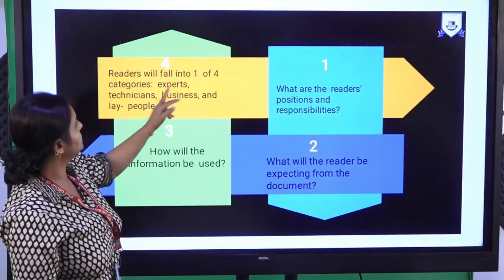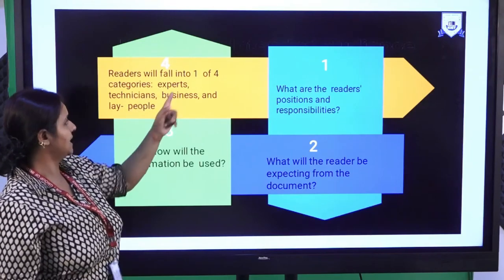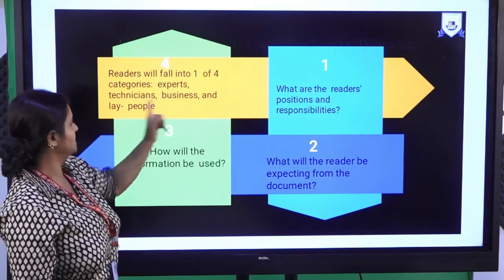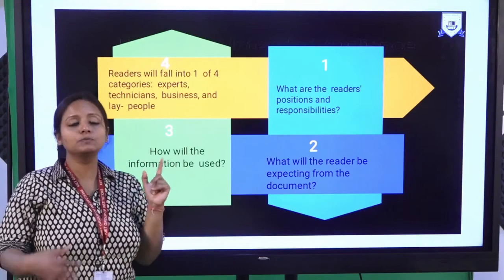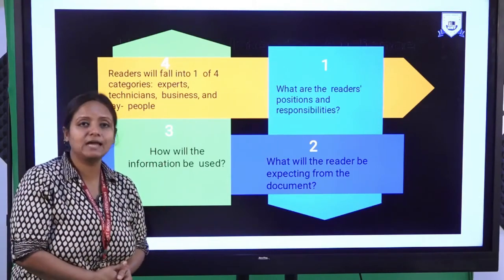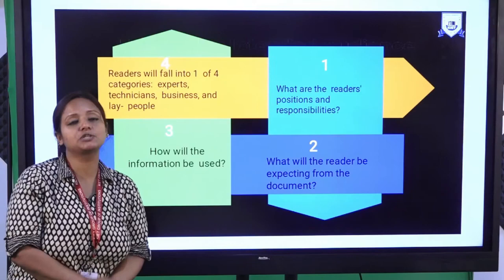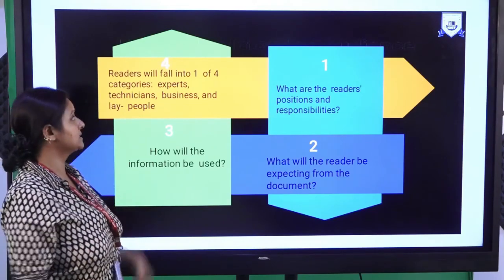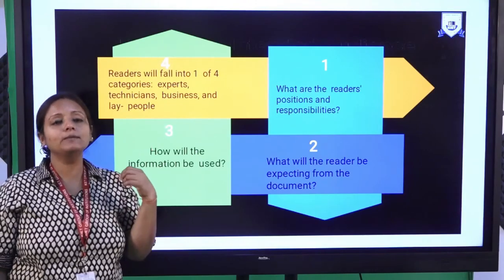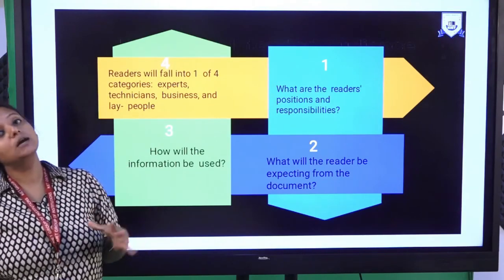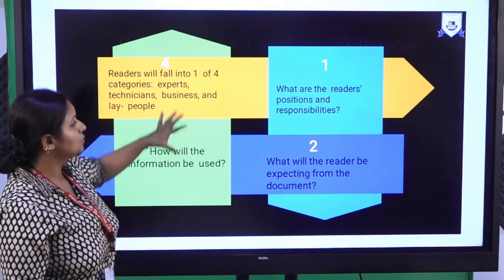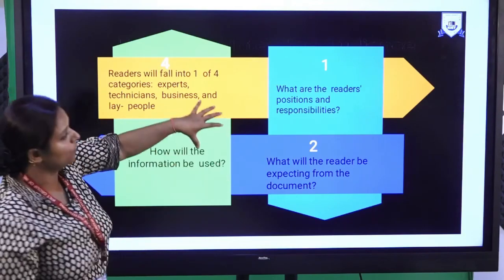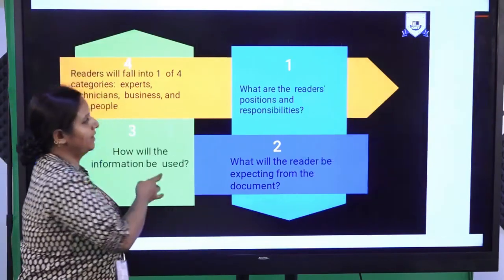And readers will fall into 1 to 4 categories. As I said, experts, technicians, business, or lay people. Lay people are those people who do not have so much understanding of the technology. You cannot use much technical vocab or jargons with them. You have to explain the things. But experts are people with whom you can be very brief, concise, and use the technical terms also. So please do this homework before you do any technical writing.